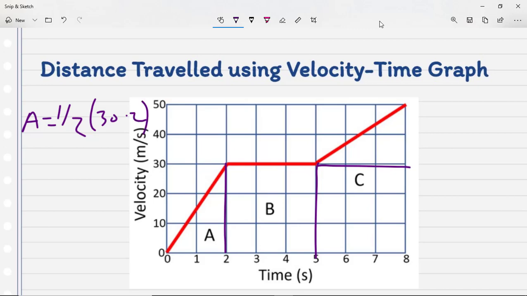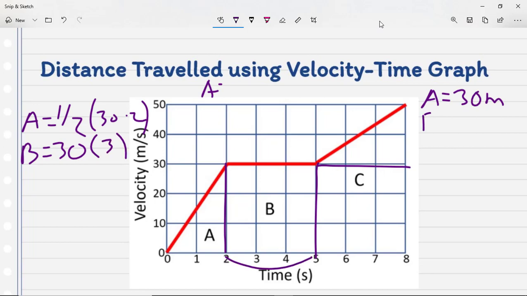Okay, so what we get for A, I'll just put those over here, sorry, 30 meters. B is pretty simple. B is a square. So that's just 30 times 3. So part B, you have 90. For C, we got 3 times 30 again. So that's also 90.